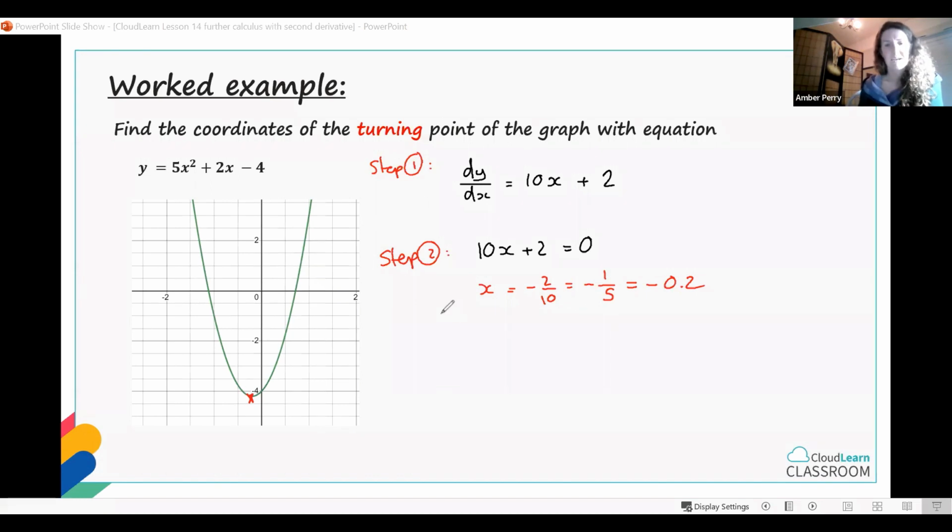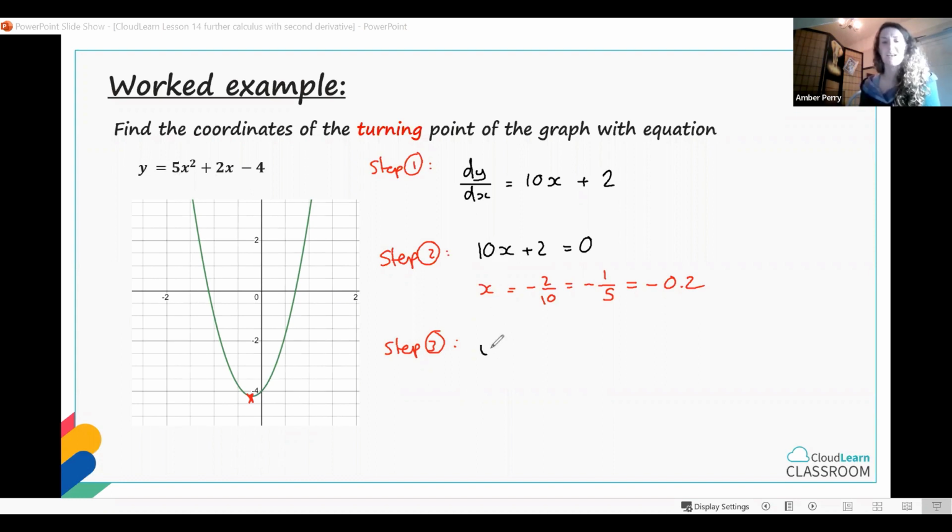And then step 3. Can anyone remember what step 3 was to do? Or how do I do it? I need to find the y coordinate, because I found the x coordinate is at minus 0.2. Do I find the y coordinate by substituting into here or into here? Excellent. Well done. Put x back into the equation.